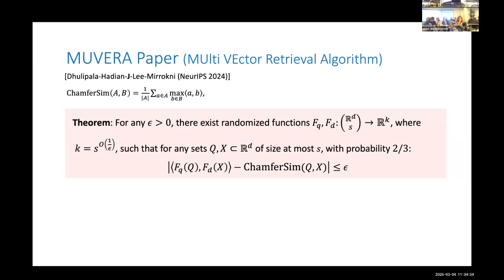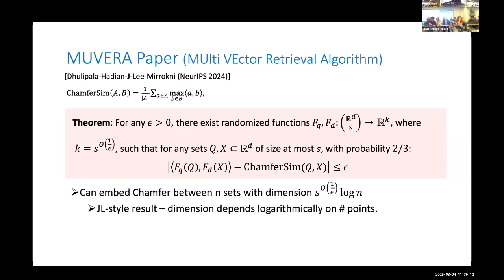But of course, what is the dimension? That's the key thing going on here. If S is the maximum bound on the size of the sets, the dimension is S to the 1/epsilon. You can also use it as a JL-style result. I can concatenate this embedding log 1/delta times, or log n times, and then I can embed n sets of points. And so you can indeed use this for nearest neighbor search, which is what we do in that paper. It's actually more of an experimental paper.